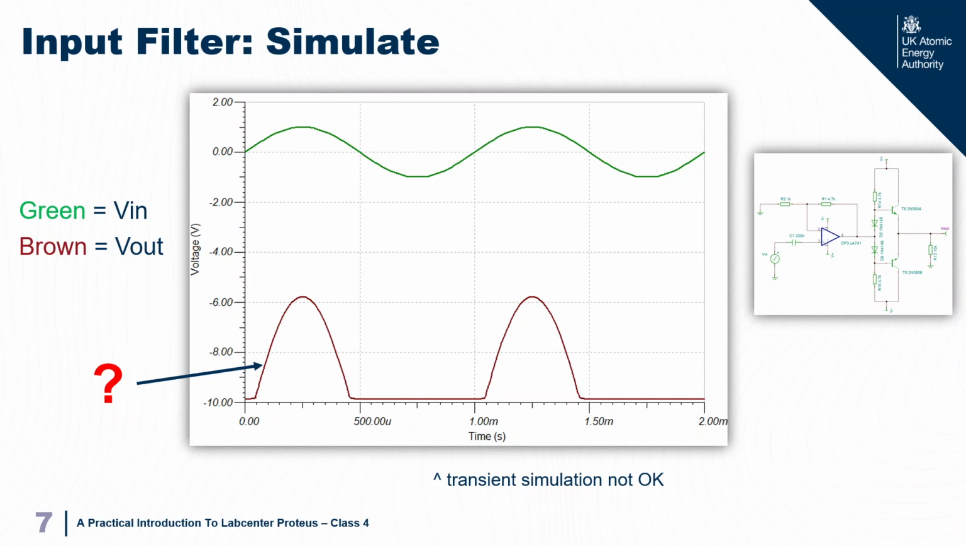The good thing is we can simulate. I use simulations all the time, as you've probably guessed by now. Green is the voltage input, brown is the voltage output. There's something terribly wrong with the simulation as it was depicted.